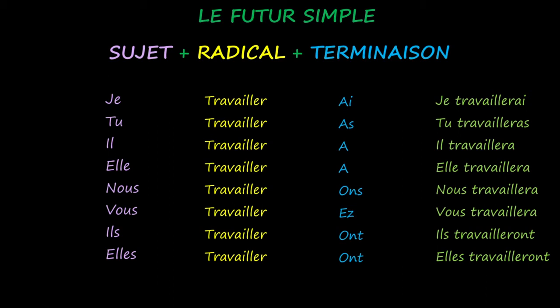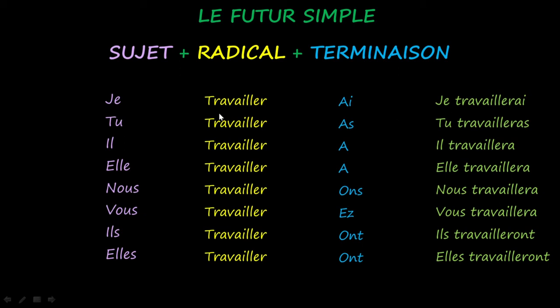We'll be using the verb aller. If you don't remember, it's a small recap. For example, the verb travailler will be conjugated like je vais travailler, tu vas travailler, il va travailler, elle va travailler, nous allons travailler, vous allez travailler, ils vont travailler, elles vont travailler. So we'll be conjugating the verb aller and then we'll be adding the infinitive form, right?